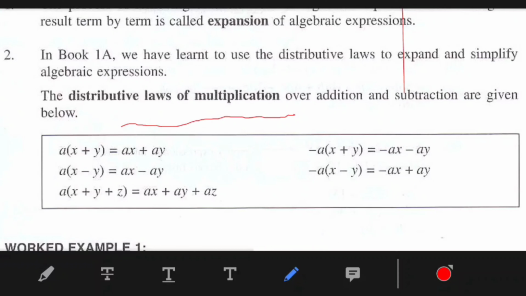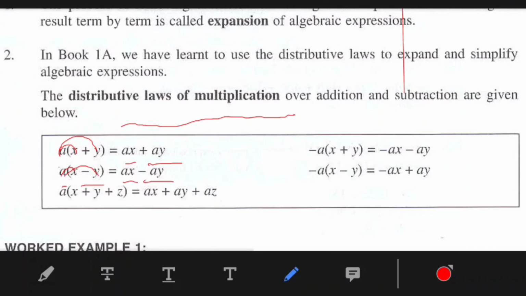Using the distributive law of multiplication, you may have learned this in lower primary, you have to open the bracket. So taking a outside the bracket, multiply it by x inside the bracket, giving you ax. A outside the bracket multiplied by plus y gives you plus ay. The next distributive law of multiplication: a outside the bracket multiplied by x minus y inside the bracket. When you expand, take term by term. A multiplied by the first term x gives ax, and then a multiplied by minus y gives minus ay.